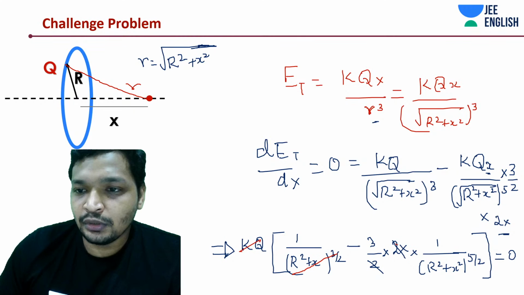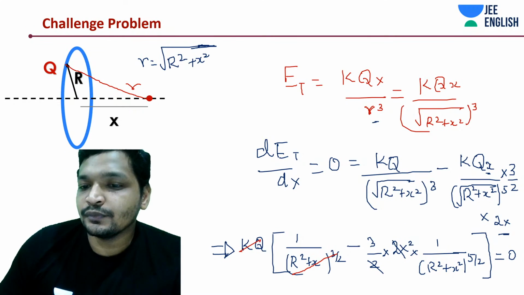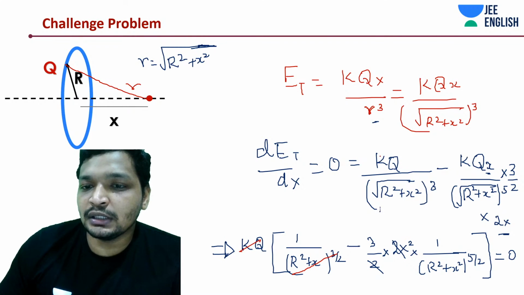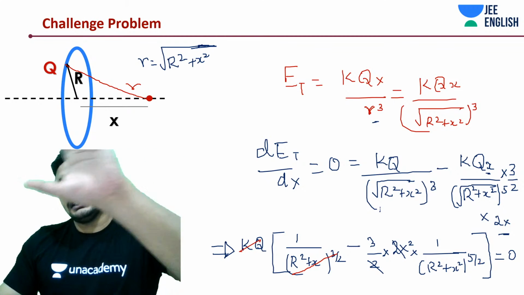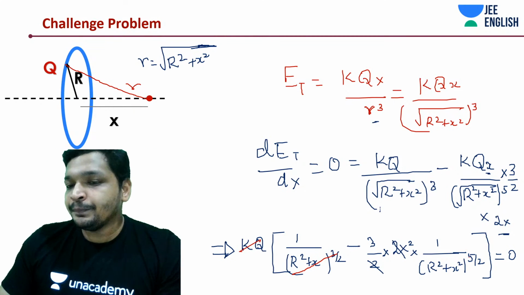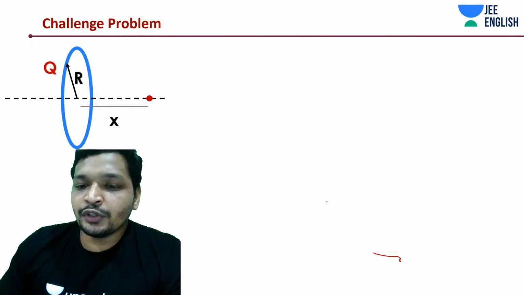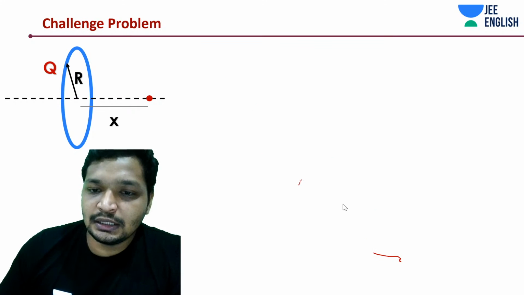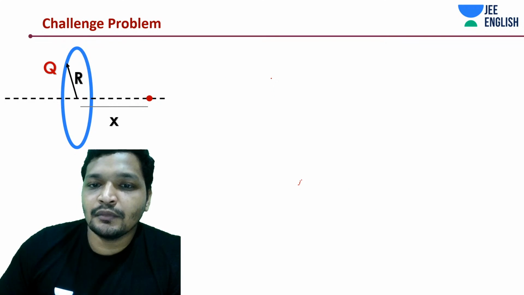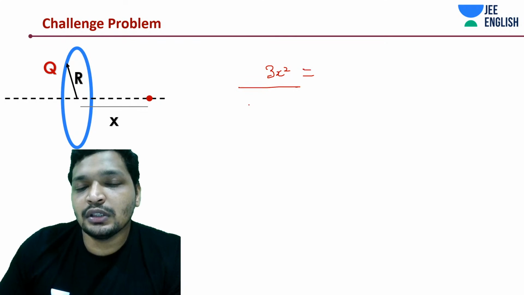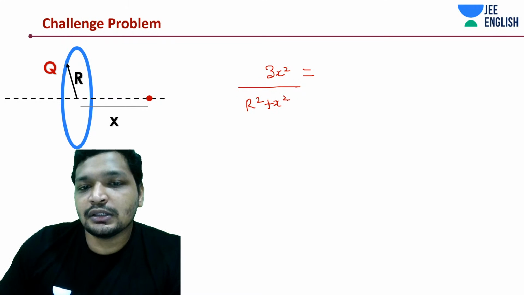Why? What did we miss out? This x, and there is also an x over here, so there is an x square. So what I said was, if you pull out the 3 by 2 and move it to the other side, this thing would become 1. So what you have is some equation like this: 3x square equals r square plus x square.